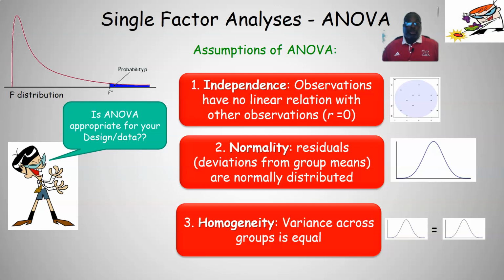And really the only one you have to be extremely careful of is the first one. Independence is a key thing. Normality, we can bend a little bit. Homogeneity, we can bend a little bit. Independence really plays havoc with these types of designs.